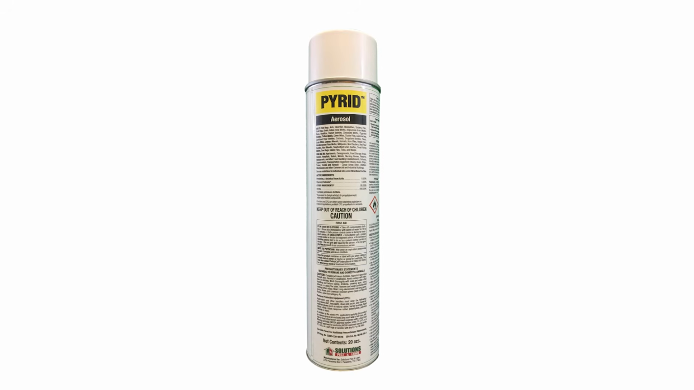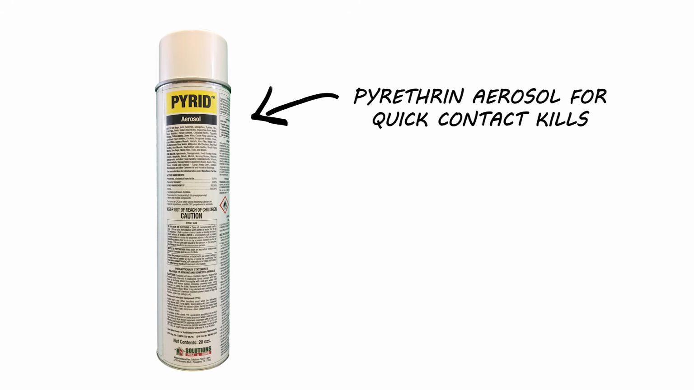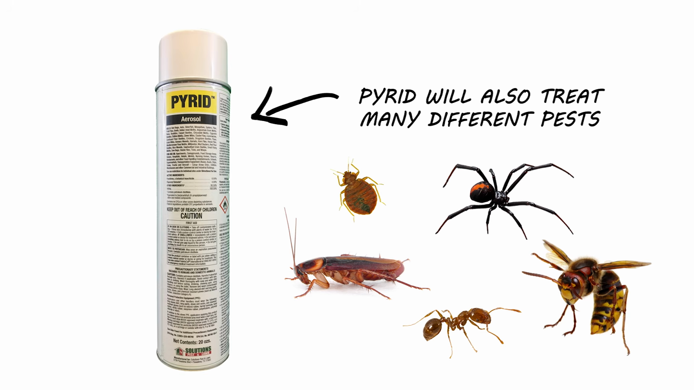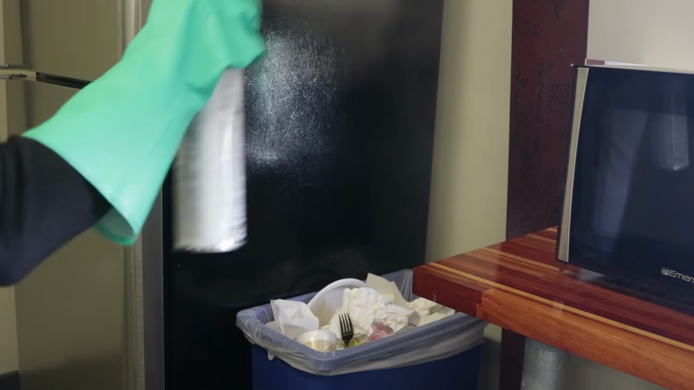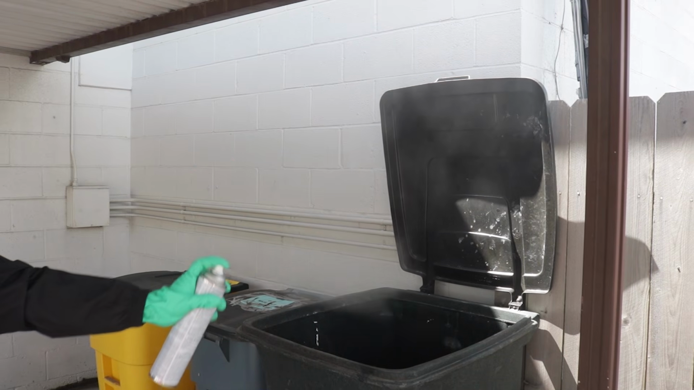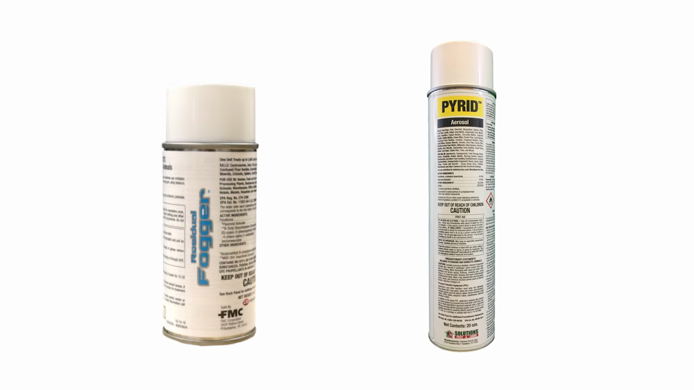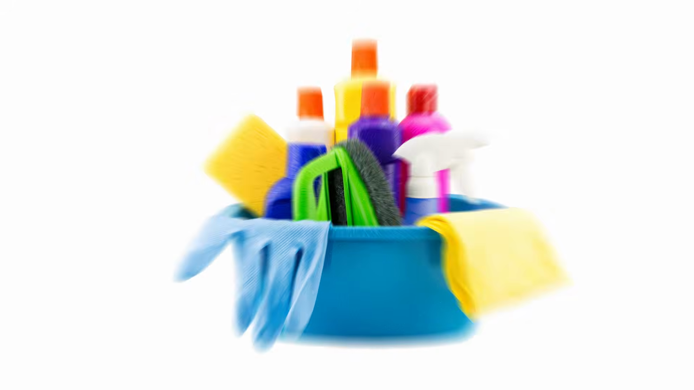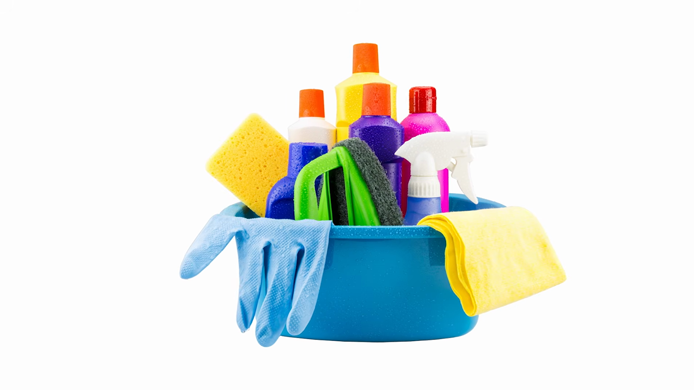Finally, use Pyrid aerosol as a contact spray to kill any remaining flies. This is a pyrethrin aerosol that provides quick contact kills. Pyrid's also great for eliminating many different pests. Spray the Pyrid where you see fly activity. Pyrid does not have a residual, so flies must come into contact with the spray to be effective. You could use a fogger, but we recommend Pyrid for its ease of use and the freedom to spray where you want. Prevent houseflies from returning by keeping your property as clean as possible.